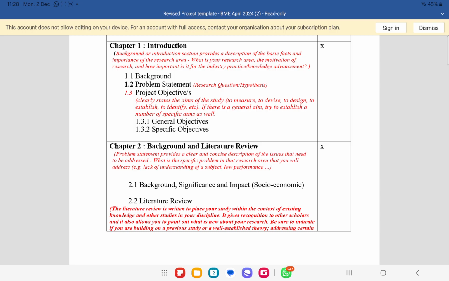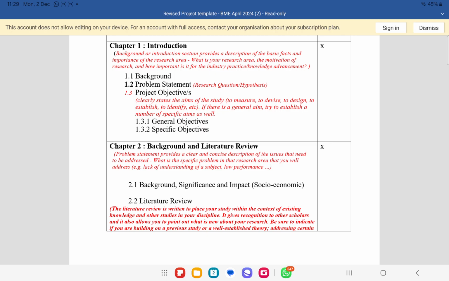Then we have the project objectives. As you know what an objective basically is, the objective is supposed to be very specific, in the sense that it can be measurable. For example, you can say that the objective of this project is to design, or to devise, or to establish, or to test, or to experiment, or to identify, etc. So it must be very specific.